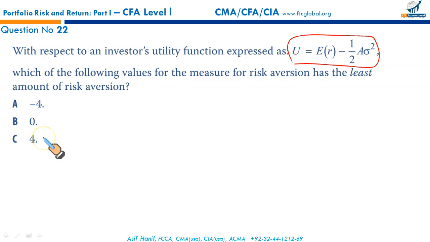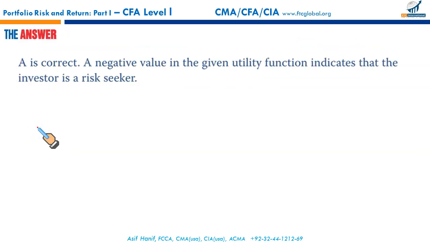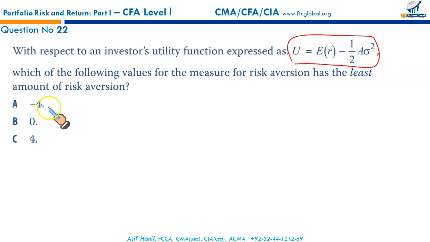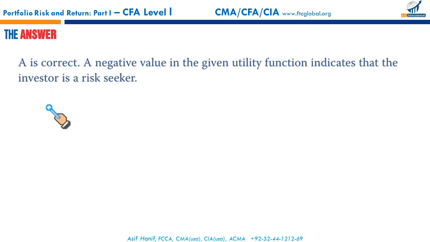And the positive would mean that the investor is risk averse, and a zero would mean that the investor is risk neutral. So that makes A the correct option. A negative value would indicate that the investor is a risk seeker.